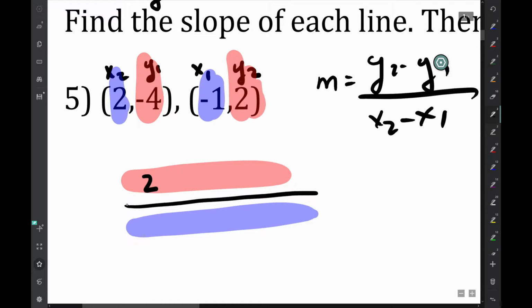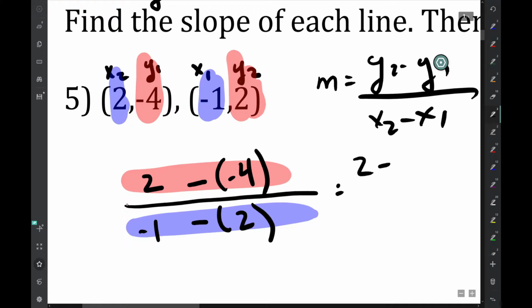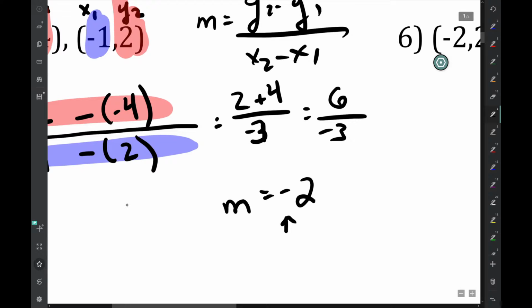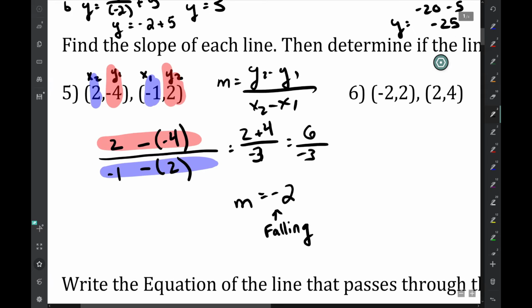So this is going to be 2 minus -4 over -1 minus 2. This is really 2 plus 4 all over 1 minus 2, which is -3. 2 plus 4 is 6 all over -3, and the slope is negative 2. Since it's negative, it's falling. That's all you needed for those ones.